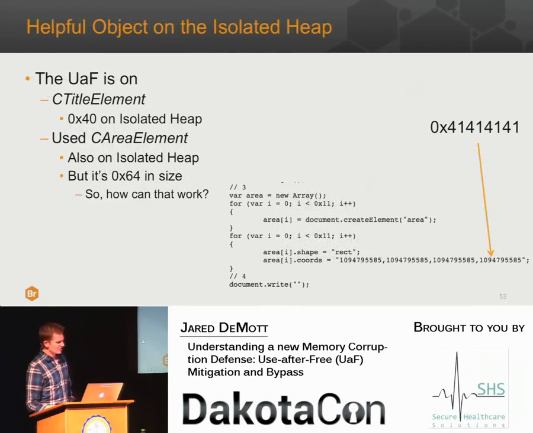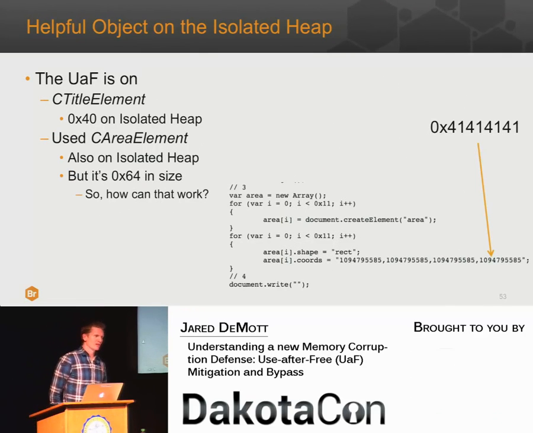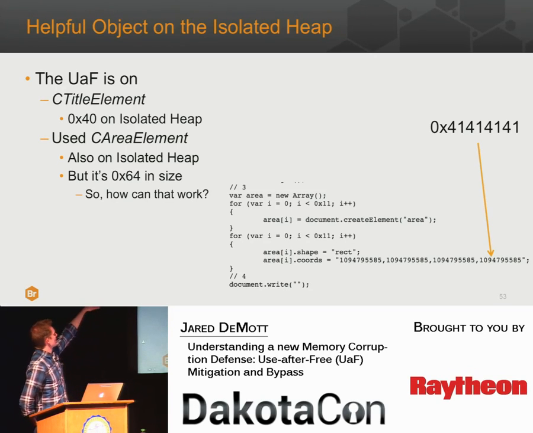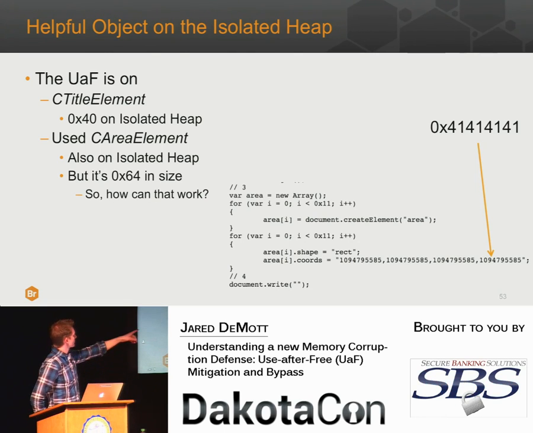Well, one of the other things that's interesting about it, to answer my other question, is does the object that we replace, the original object, have to be the exact same size? And the answer is really no. Because the object that gets used and then freed and then later used again is of size hex 40 on the isolated heap, and the object that we used to replace it was of size 64, which normally wouldn't work, but we'll see why that works.